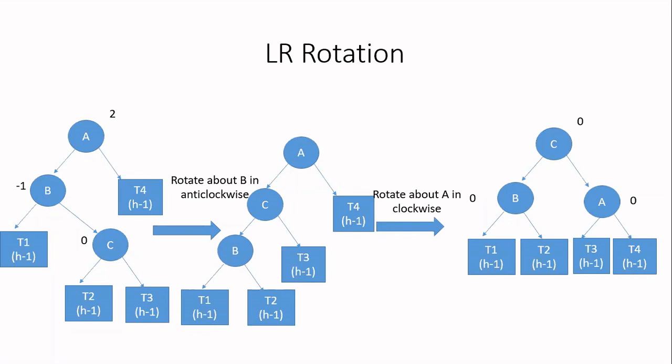We have already seen that in LR, you will first convert LR into LL imbalance. After that, you have to handle it in the same way as the LL imbalance. In LL imbalance, both the letters are same, so you have to rotate one time in the opposite direction. LL means it is left, so you rotate in the opposite direction, that is in the clockwise direction.